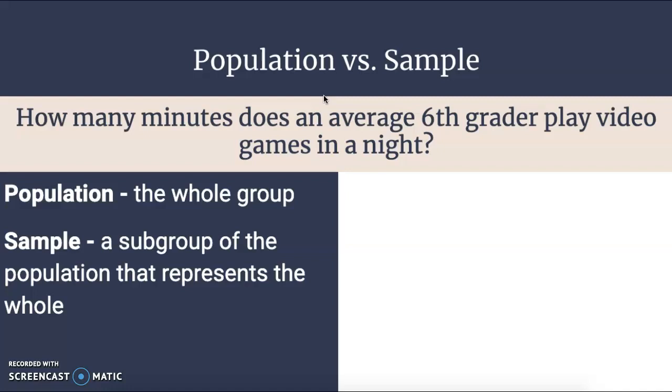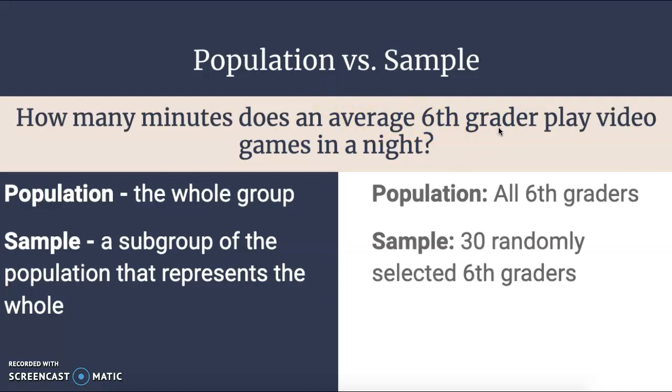Okay, so it is a small section, that's the subgroup part, but it gives you the taste of what the whole thing would be. So a sample is just a little piece, but it has to represent that whole population, that whole group. So in this question, our population is sixth graders. And our sample would be something like if we picked 30 sixth graders at random. So we're not surveying every sixth grader, we're surveying 30 of them.